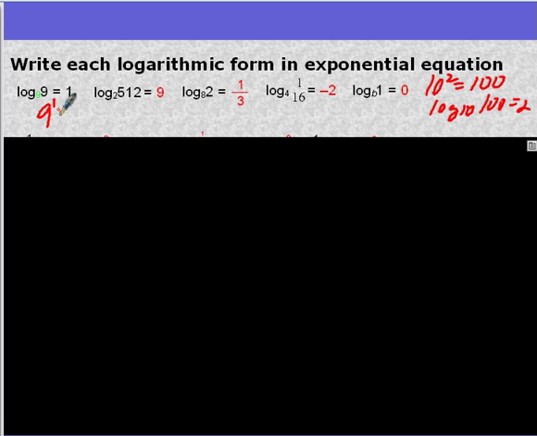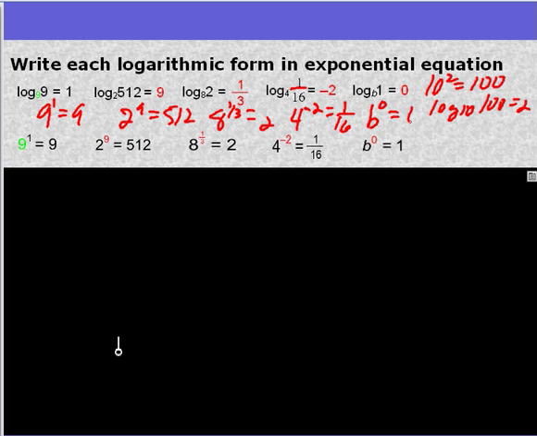Exponent base, 2 to the 9th power is 512. Exponent base, 8 to the 1/3 power is 2. Exponent base, 4 to the -2 is 1/16. And then lastly, exponent base, b to the 0 is equal to 1. So again, I find this very helpful knowing this. This is easy to remember, and then you can look at those and figure out what you need to do to any of the other ones.